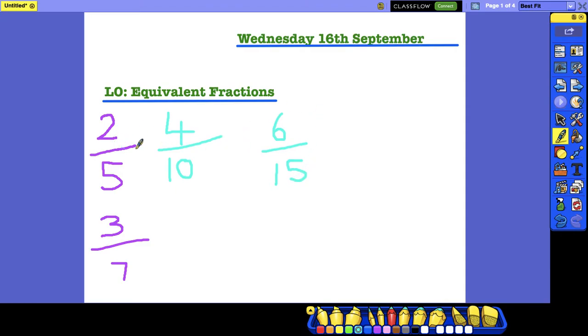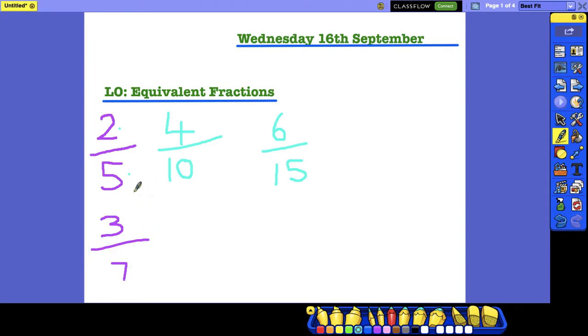Remember, the biggest rule with equivalent fractions: whatever you do to the numerator, you do to the denominator. Whatever you do to the top, you do to the bottom. So for this one, we've times it by 2. 2 times 2 is 4. 2 times 5 is 10. For this one, we've times it by 3. 2 times 3 is 6. 5 times 3 is 15.